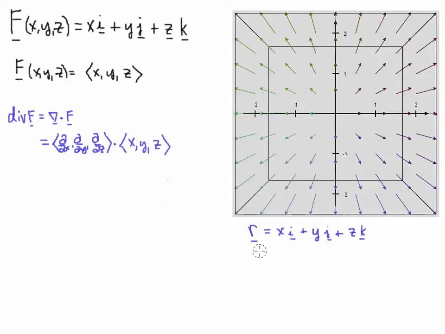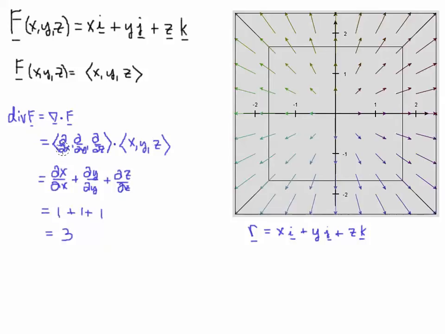Now something I want to point out before I proceed is that sometimes people call this vector field the position vector. So no matter where you are, you pick a point and then you just have a vector starting from that point. Okay, so what's the divergence of this position vector?